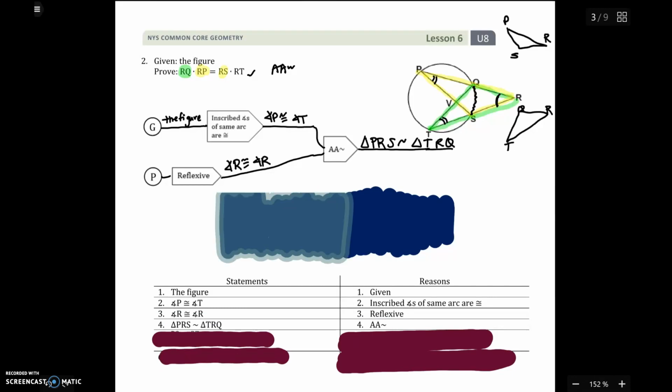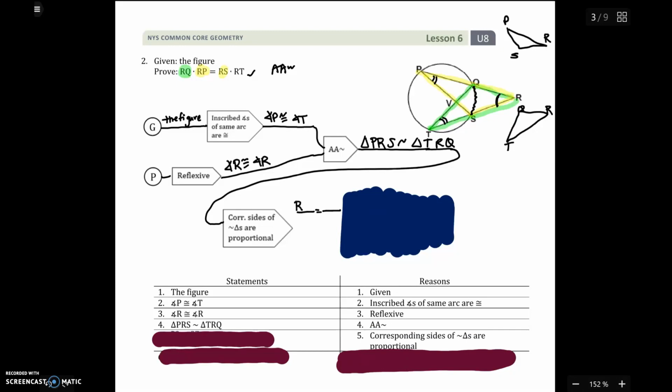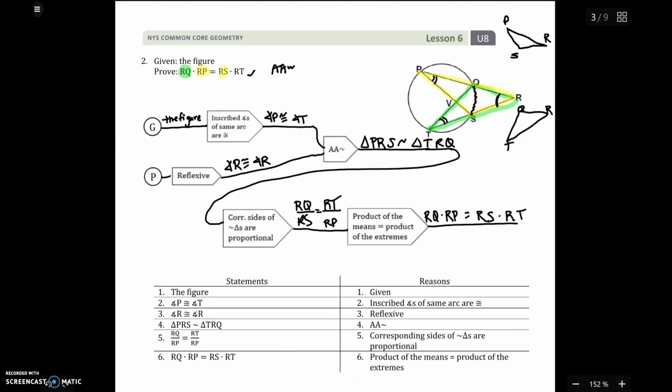After that, just like before, is going to be my corresponding sides are proportional. Same thing here. And so I'll use that to make a proportion. Remember, it has to cross multiply the way that the proof does. So RQ has to multiply by RP, and RS has to multiply by RT. Same thing here. And then finally, I would conclude it with product of the means equals product of the extremes. And I would do the cross multiplication, and I would get my proof statement. And the same thing if I do that in a table.